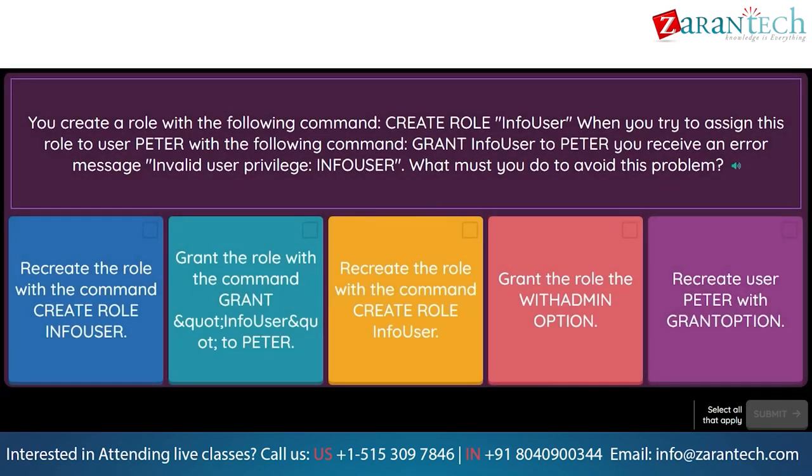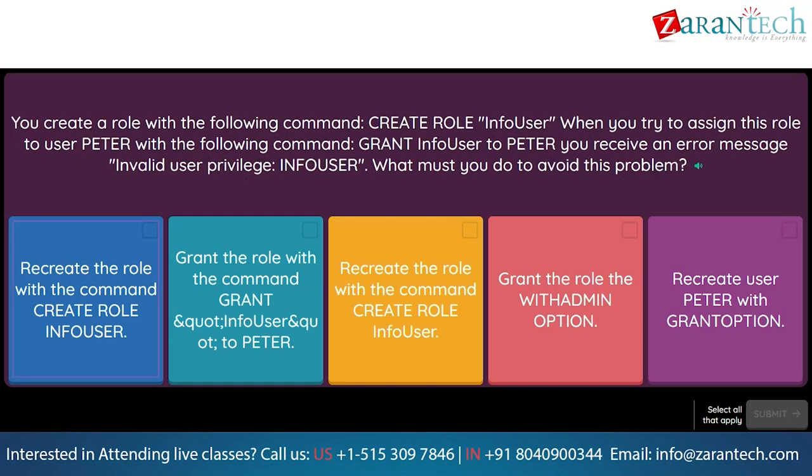Question: you create a role with the following command: create role info user. When you try to assign this role to user Peter with the following command, grant info user to Peter, you receive an error message, invalid user privilege, info user. What must you do to avoid this problem? Option 1: recreate the role with the command create role info user. Option 2: grant the role with the command grant "info user" to Peter. Option 3: recreate the role with the command create role info user. Option 4: grant the role with admin option. Option 5: recreate user Peter with grant option.